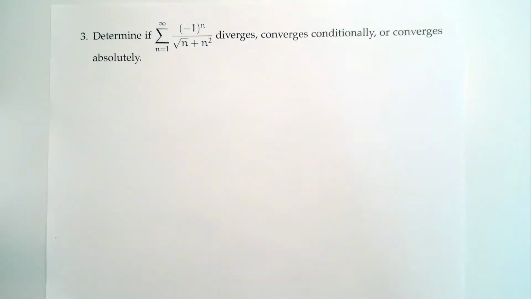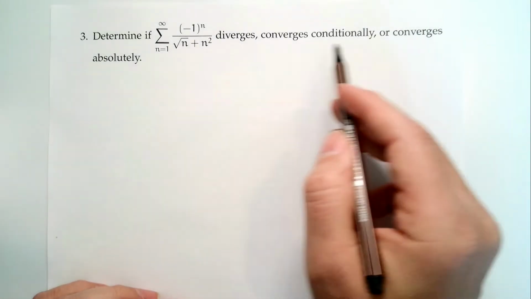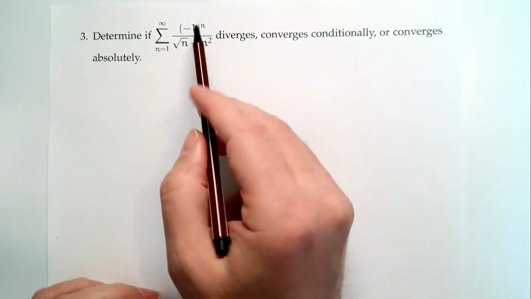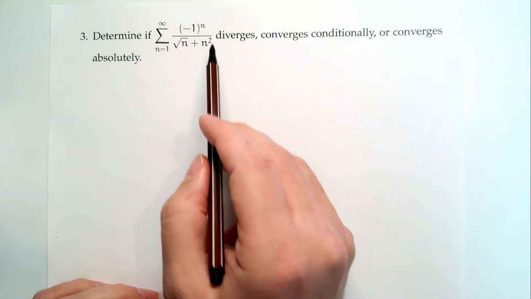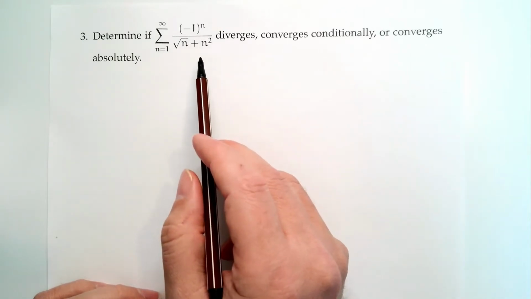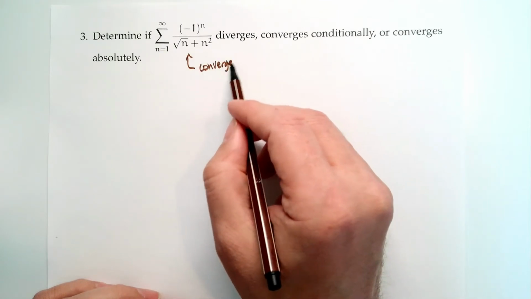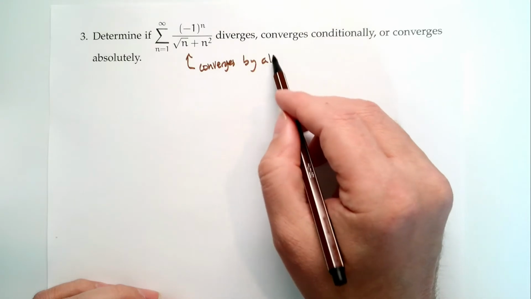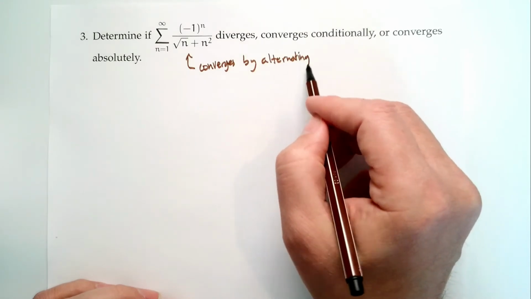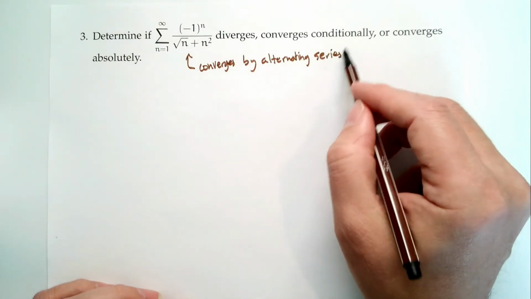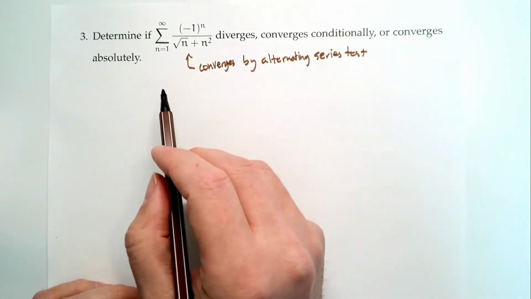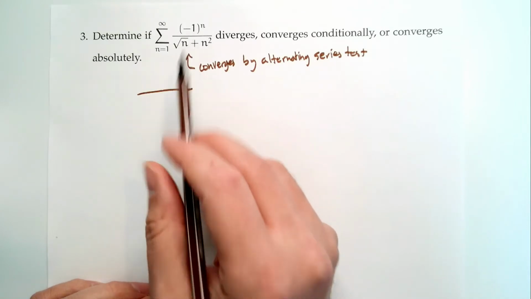All right, number 3. Determine if the sum from 1 to infinity of (-1)^n over root n plus n squared diverges, converges conditionally, or converges absolutely. Well, it's alternating, with (-1)^n terms, and you're going to get a really huge denominator going to 0. So we know that this converges, and we can see that by the alternating series test. Okay, no surprise so far. We've seen this story before. Now, let's get rid of it, and when I say it, I mean the alternating part.